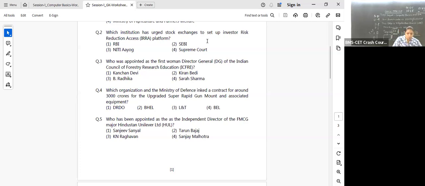Next question, who has been appointed as the independent director of FMCG major Hindustan Unilever Limited? Anybody? Option 2, Tarun Bajaj. Please mark option 2. And FMCG stands for fast moving consumer goods. Please mark it. Fast moving consumer goods.